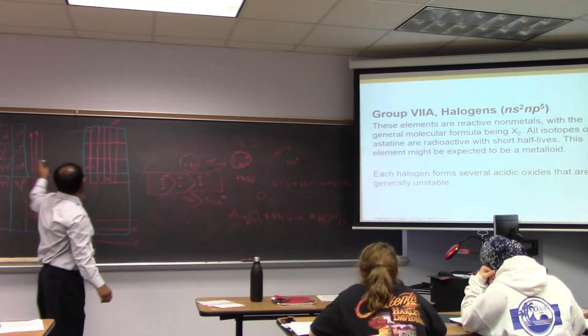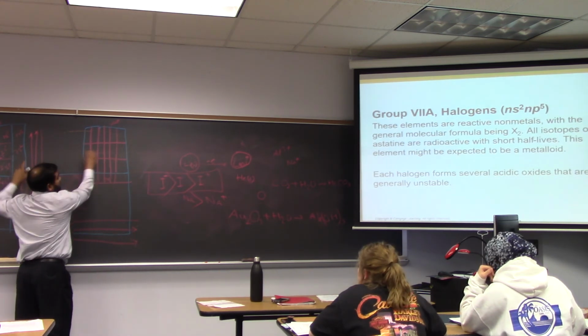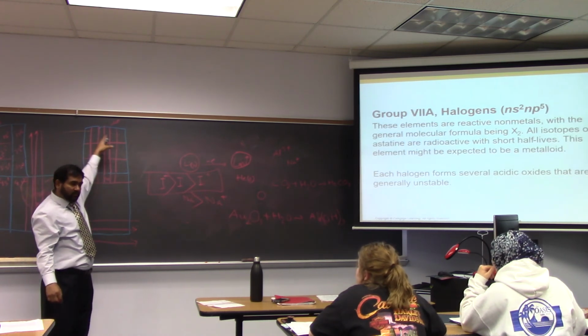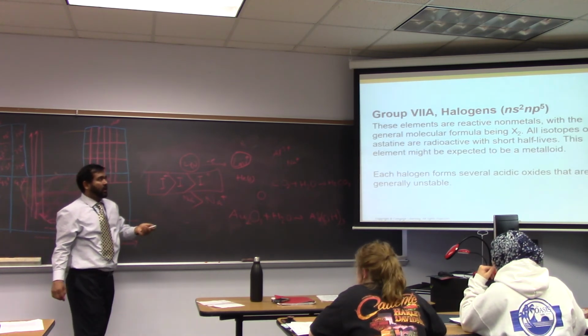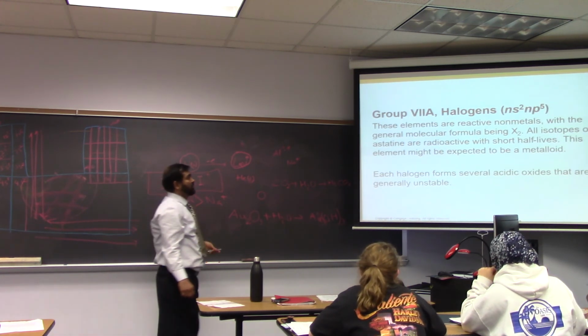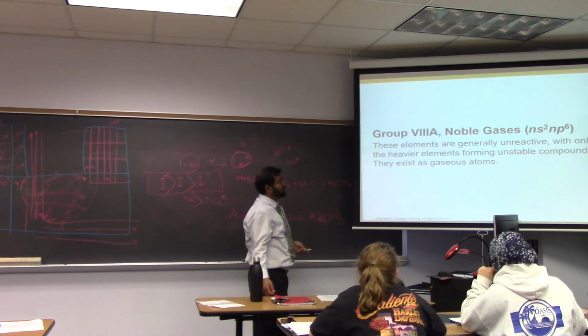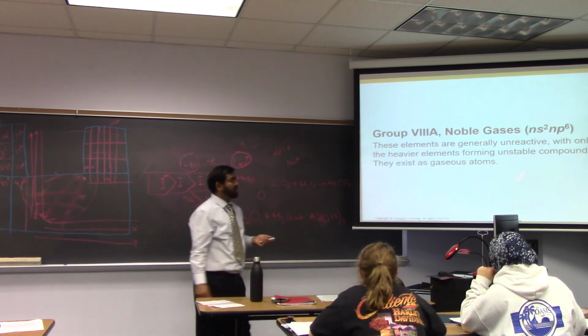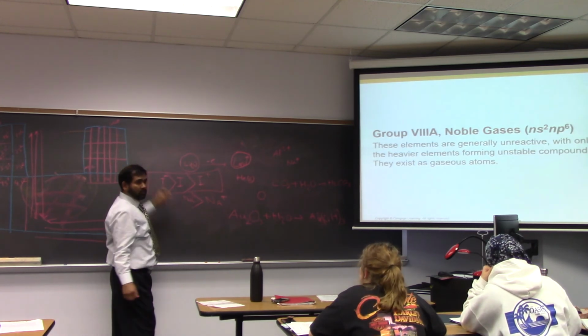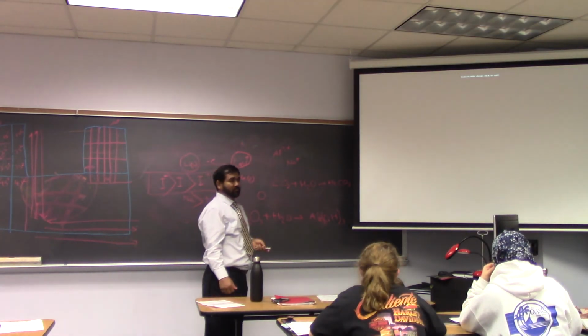Their structure is like NS2 and P5, because 1, 2, 3, 4, 5. Each box is 1. There's the P. So S2 and P5 is the halogen configuration. Noble gas is noble. The nobles are NS2 and P6 because there are 6 boxes. Right? 6 boxes. That's all.